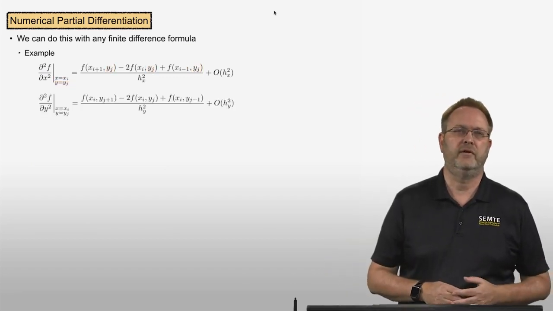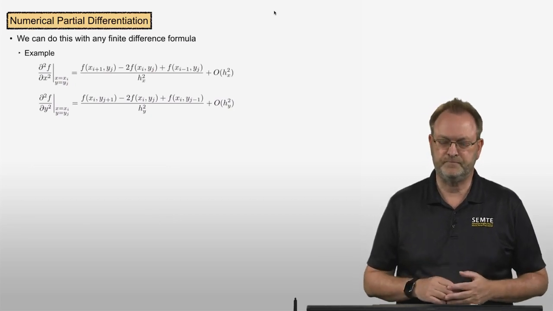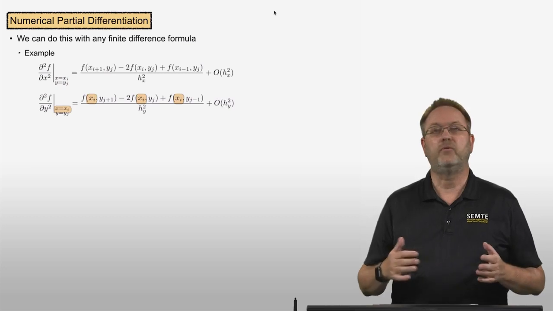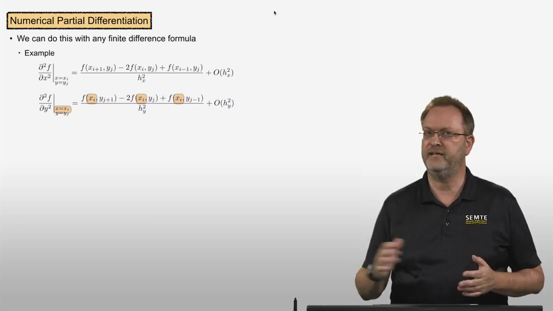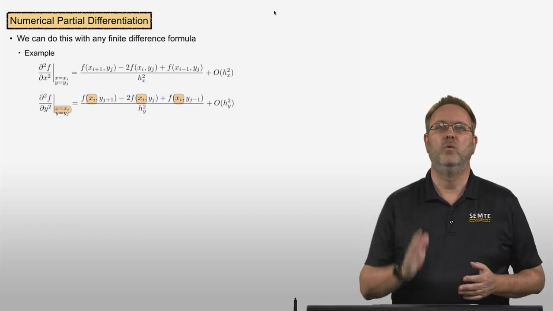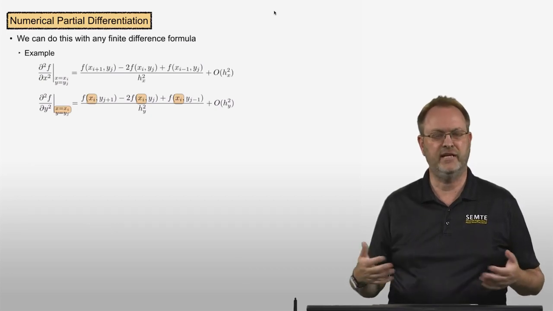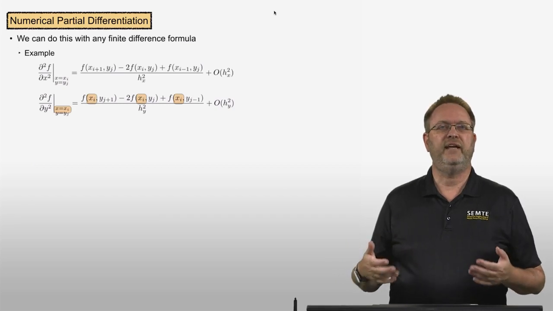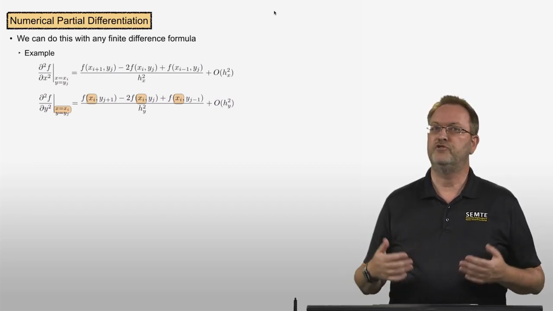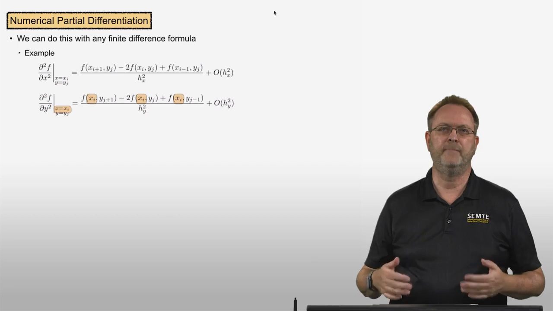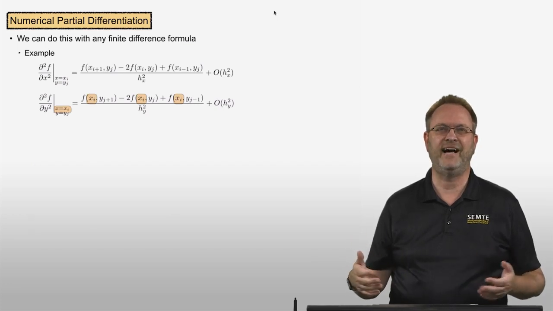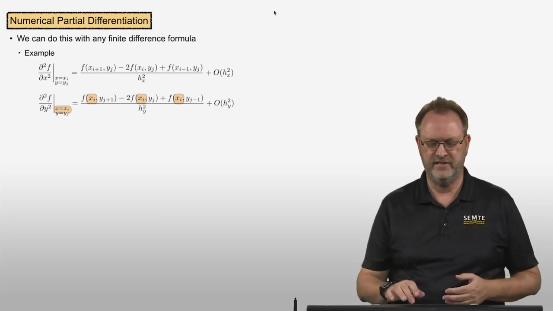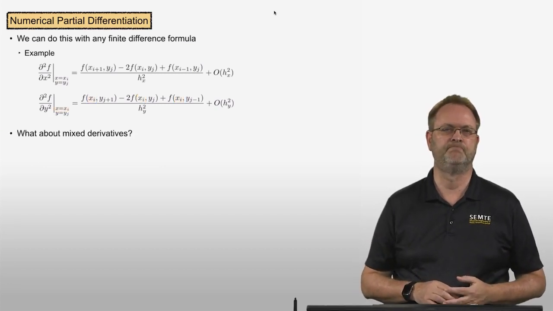Similarly, if we wanted to calculate the second derivative in the y direction, we would keep the x value constant and otherwise apply the same finite difference formula just in the y direction. So here x is constant, equal to xi. And the y varies, so we evaluate f at xi, yj plus 1, minus 2 times f at xi, yj, plus f at xi, yj minus 1, divided by hy squared, and again this is a second order approximation.